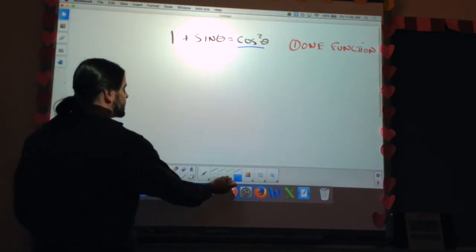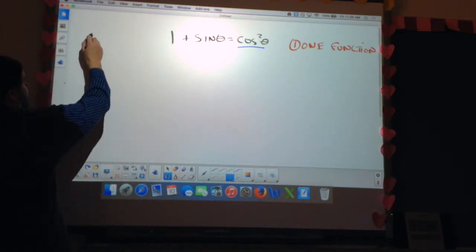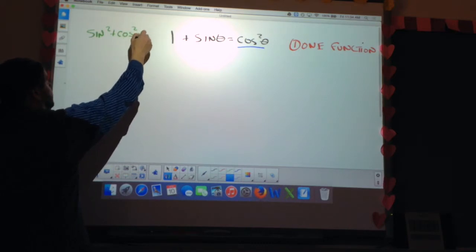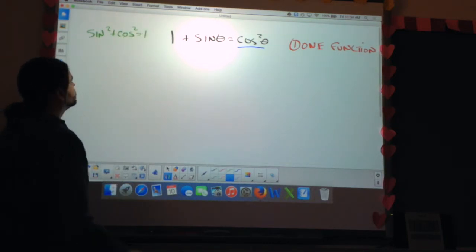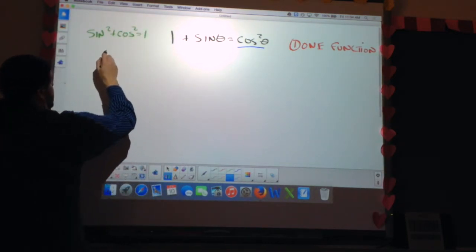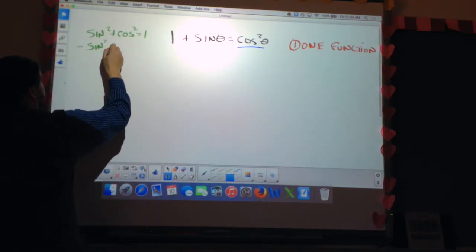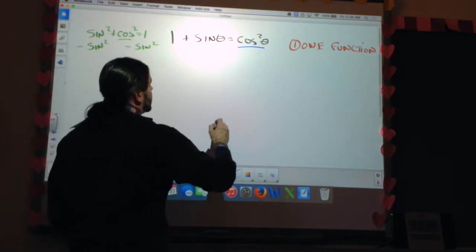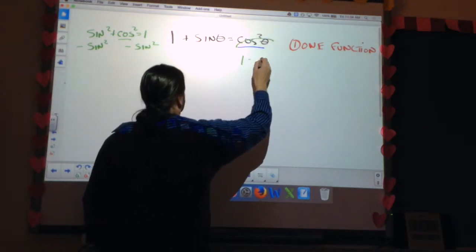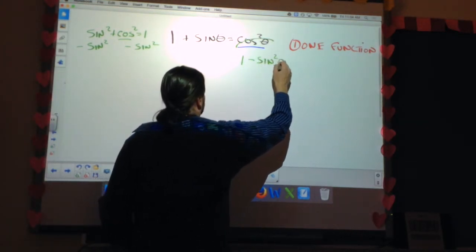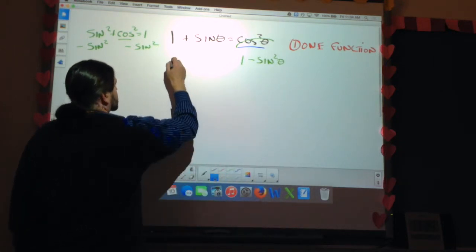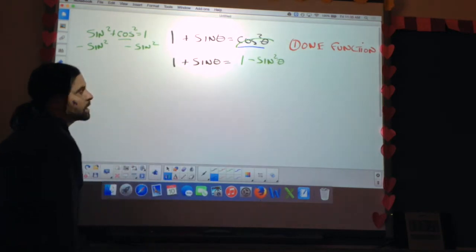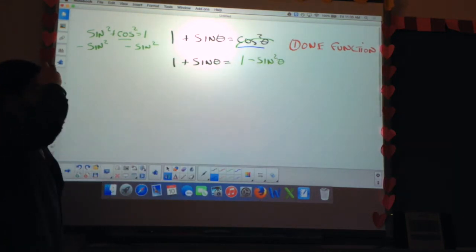But what you also might see is cosine squared. You might think, well, I know that sine squared plus cosine squared is 1. And if that's true, then I should be able to subtract sine squared and know that cosine squared equals 1 minus sine squared. If I do that, then all of a sudden I have an equation that's entirely in sine.